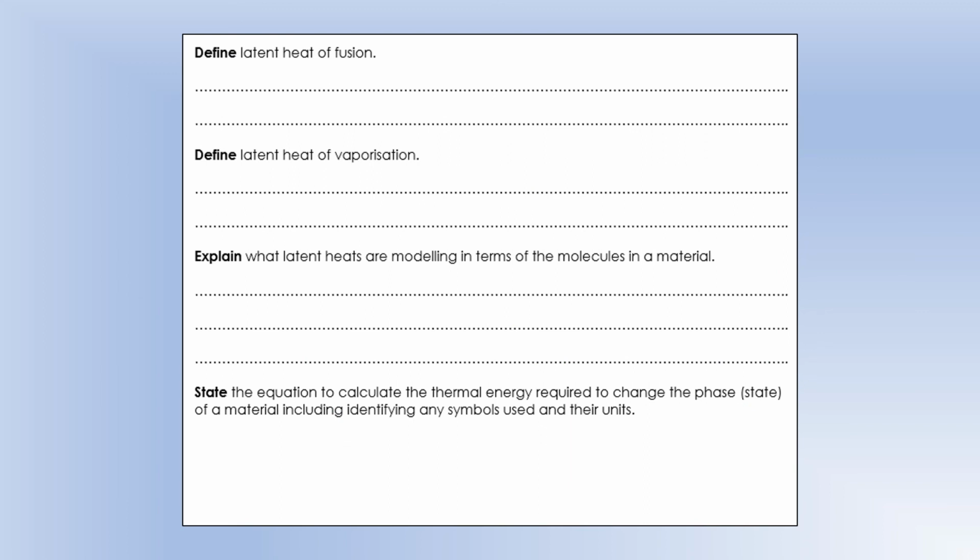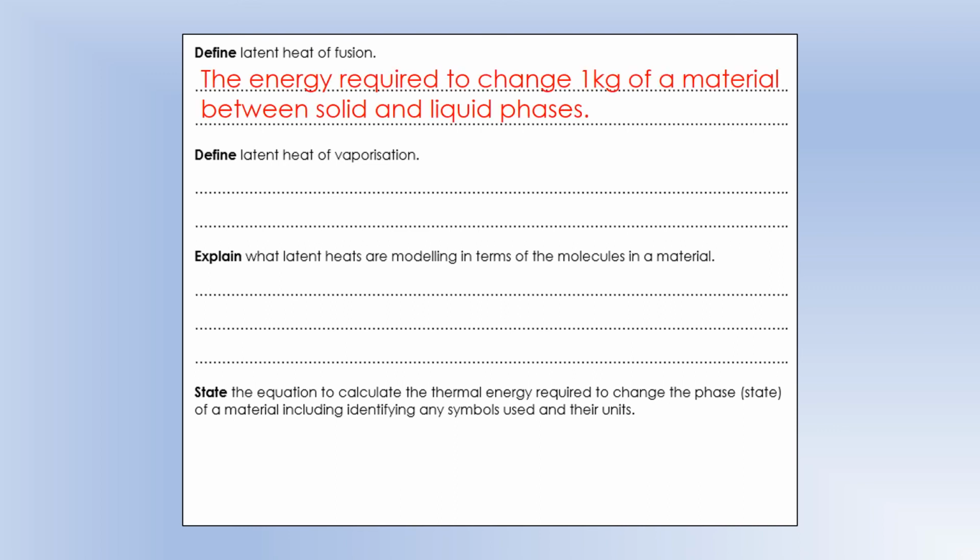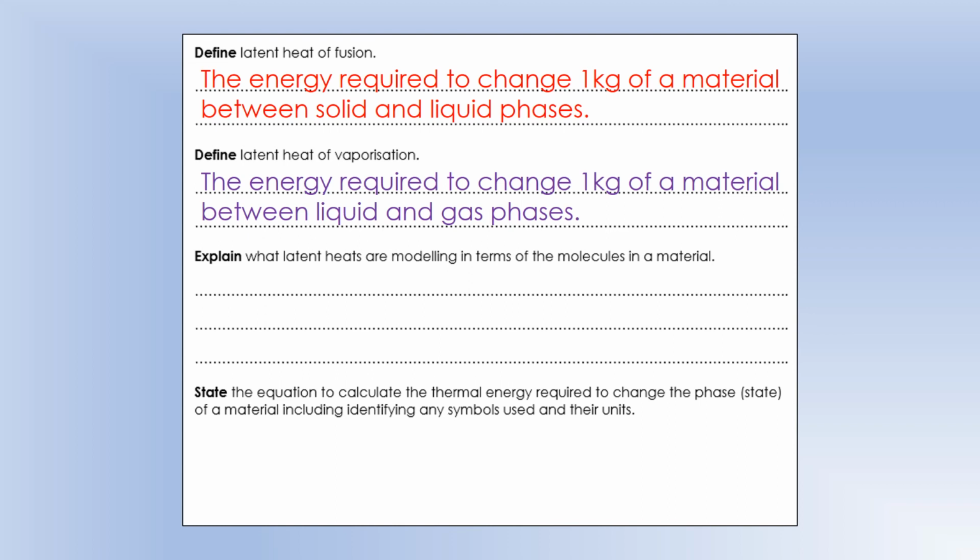Okay, so looking at phase change in a bit more detail, we're going to look at the 2 latent heats. So latent heat of fusion, the energy required to change 1 kilogram of material between solid and liquid phases. And latent heat of vaporization, the energy required to change 1 kilogram between liquid and a gas phase.